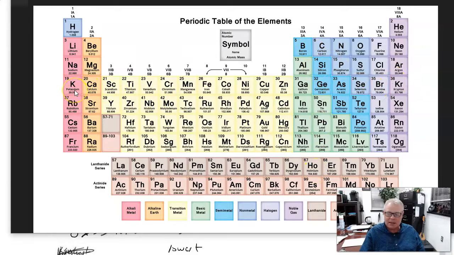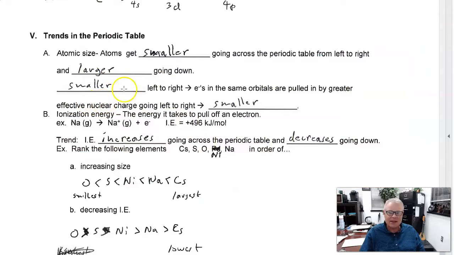You mean a potassium atom with 19 electrons is larger than a bromine atom with 35? Yes, it is. In fact, it's about twice as big. Okay, why? Well, basically, they get smaller going left to right because the electrons in the same orbitals are pulled in by a greater, something called effective nuclear charge, going from left to right, and so therefore they get smaller.